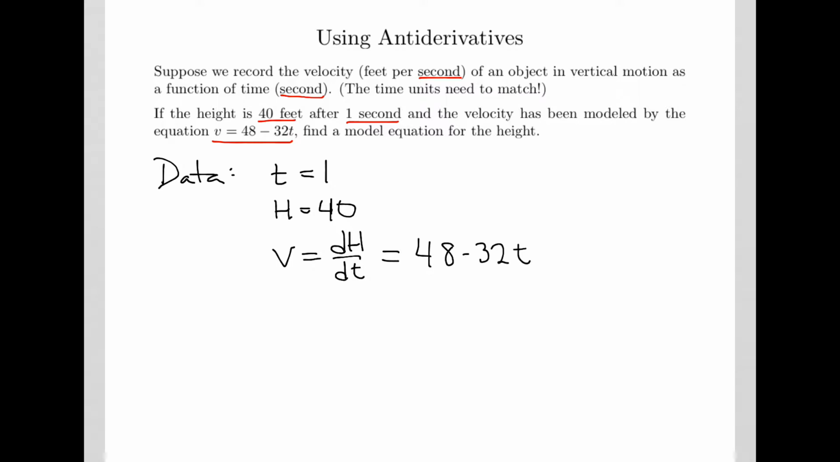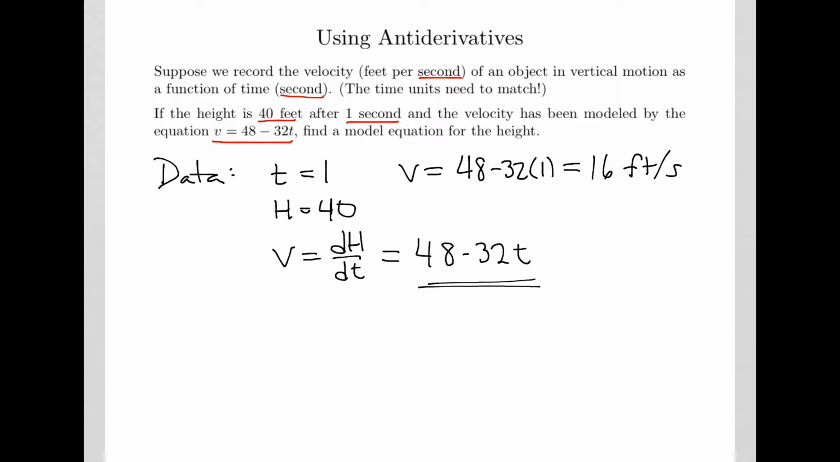So at every instant in time, I can calculate my velocity. For example, at time t equals 1, I can figure out how fast I'm moving. It's 48 minus 32 times 1. 48 minus 32 is 16. I'd be moving at 16 feet per second. But I don't know it just at time 1. I know it for all time. I have a formula.